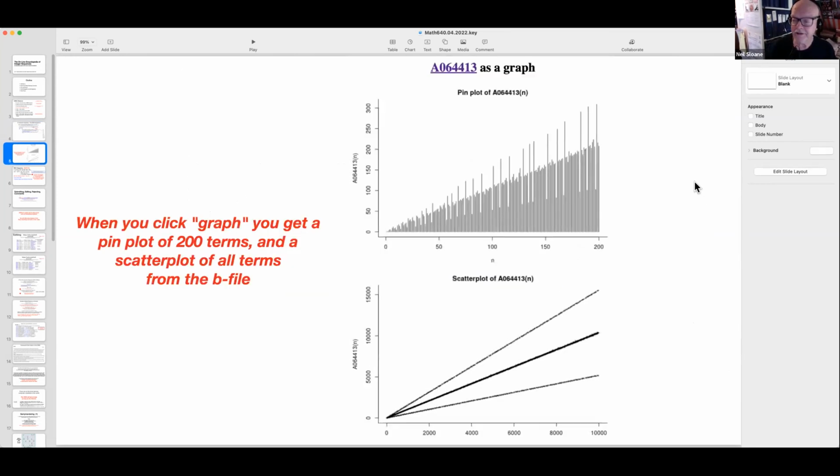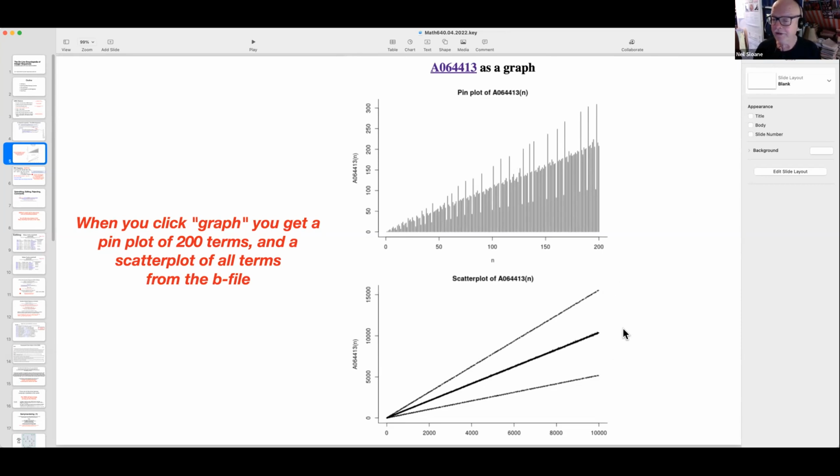If you click the graph button, you get 2 plots. You always get a pin plot of the first 200 terms that you can see there. This is the EKG sequence. If you click graph, you see 2 graphs, a pin plot of 200 terms, and then a dot plot, a scatter plot of however many terms are in the B file, all the terms we know, or in the data line if there is no B file.